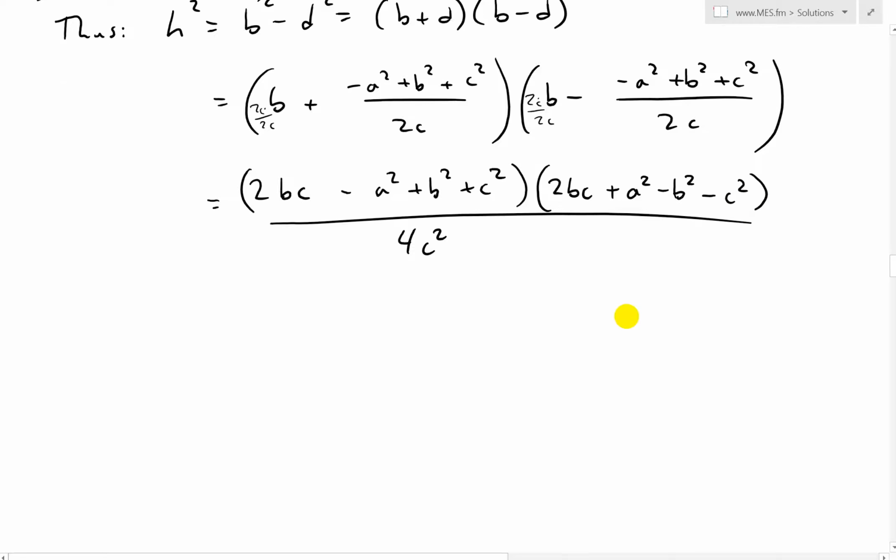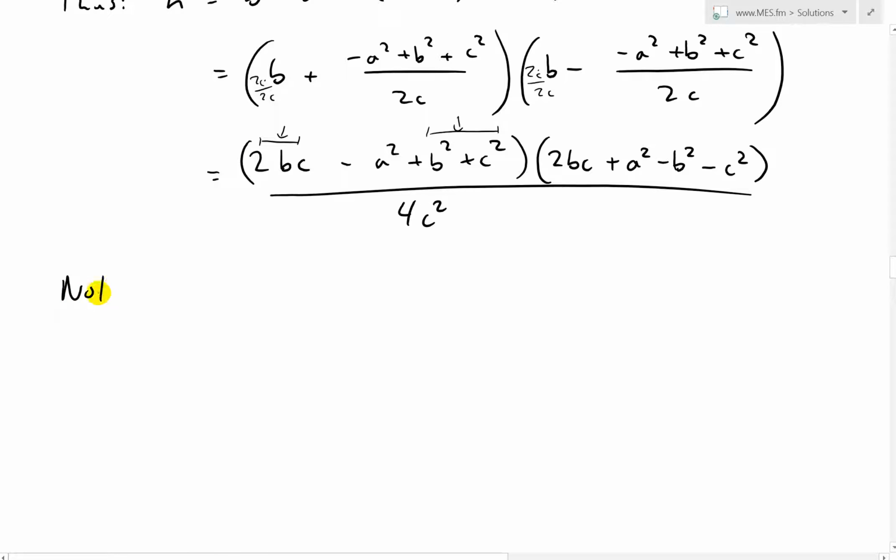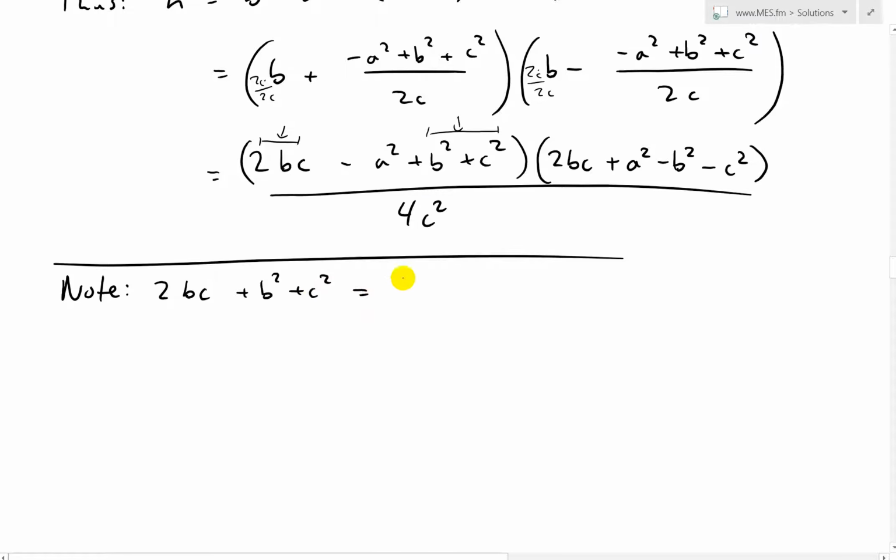And now what we'll notice is, well, we have a 2bc, and then we also have a b and c. If we look at all the terms besides a, what we have is, well, this part and this part right here. So what I'll do right now is note that 2bc plus b squared plus c squared, well, if we just rearrange this, it equals b squared plus, just move this over to this side and this over to this side, we're going to have 2bc plus c squared.